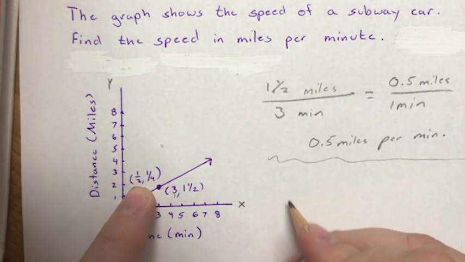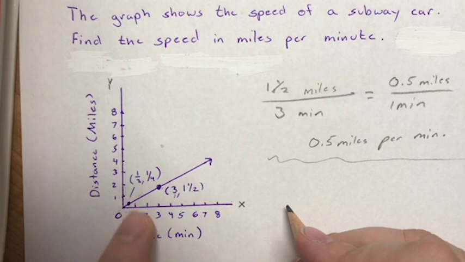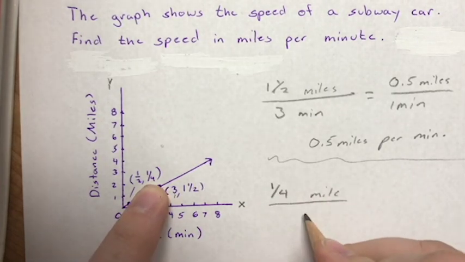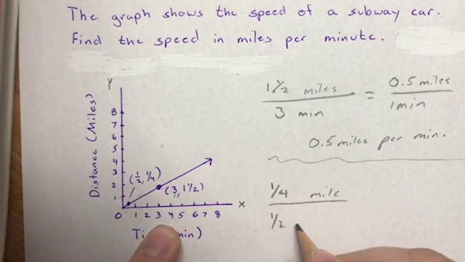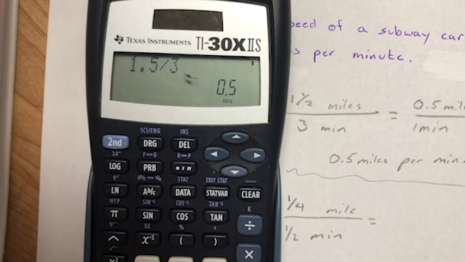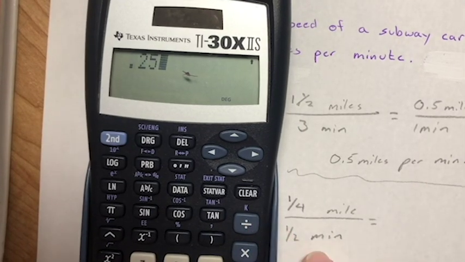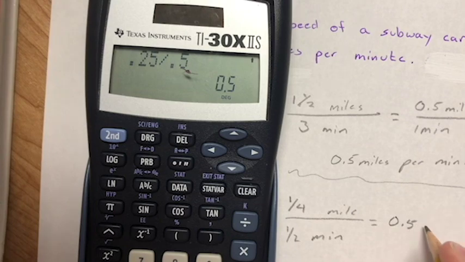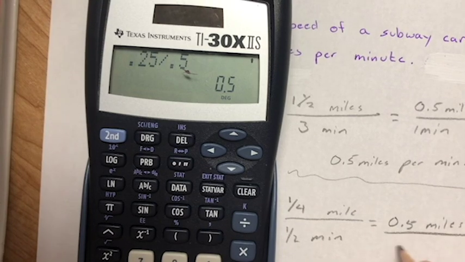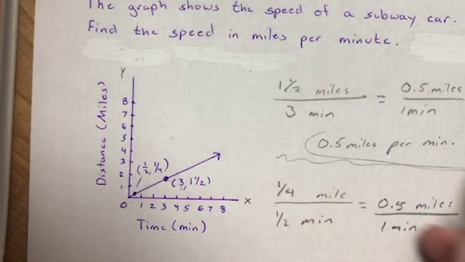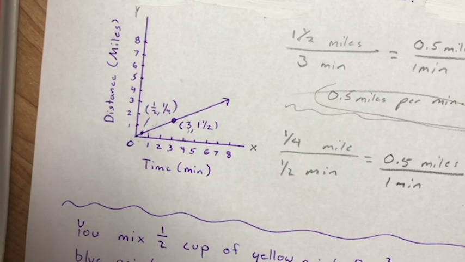I know that my miles, in this particular case, is 1/4, and my minutes is 1/2. When I plug that into my calculator, I should know that 1/4 is written as 0.25. I also should know that 1/2 can be written as 0.5. Plug that in, and I get the same exact answer, 0.5 miles per 1 minute. Okay? So my speed is 0.5 mile per minute.